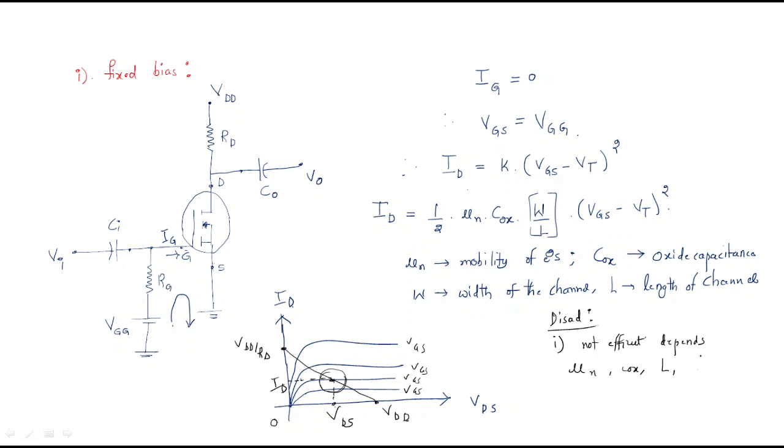So these are variation terms. Due to this variation of the terms, the Q point will change. That's why this is not an efficient method, because it depends on these terms. These are the disadvantages, and these disadvantages are eliminated by the next methods.